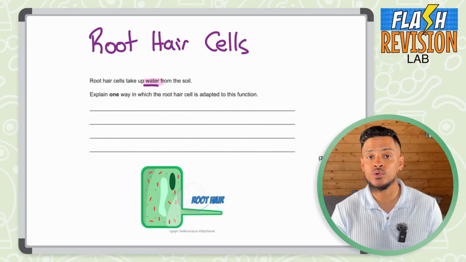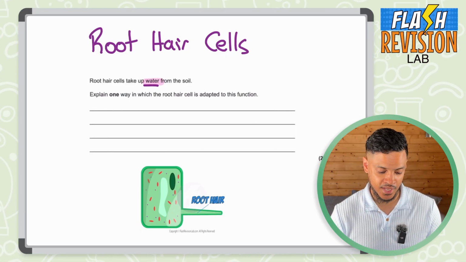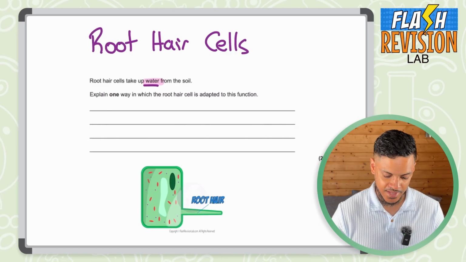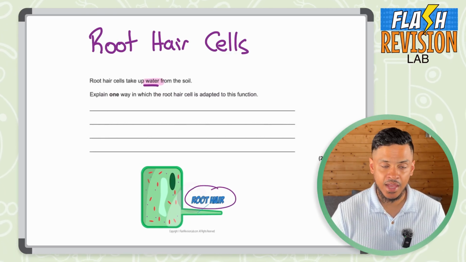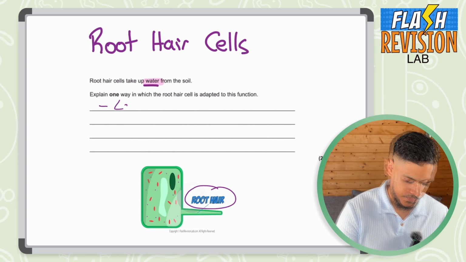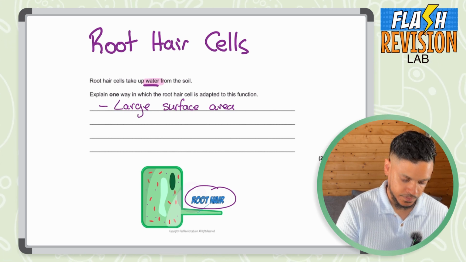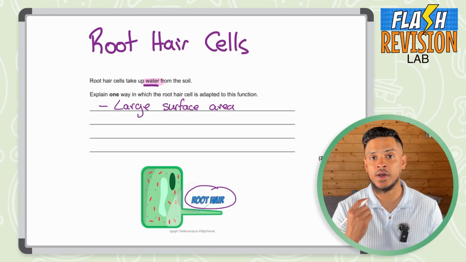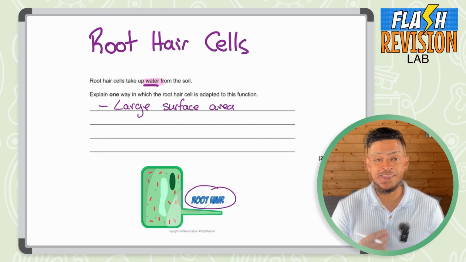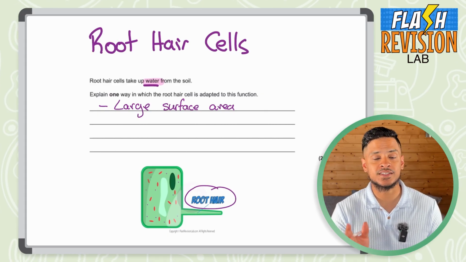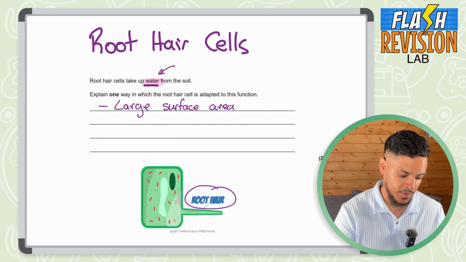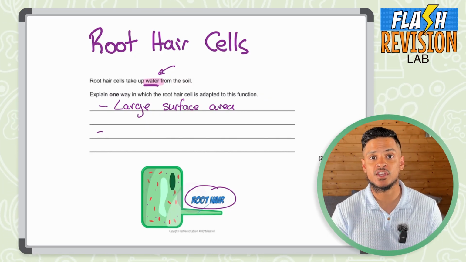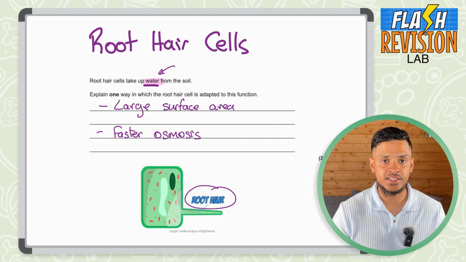So the question is specifically talking about water. Root hair cells also take up mineral ions, but because they mention water here, we have to talk about the water in our answer. So the main thing to note from root hair cells is that they have these hairs that stick out, and that increases the surface area. So it has a large surface area. But this is a 2-mark question and it says explain. So why does it have a large surface area? Remember, it's talking about water here, so we need to talk about osmosis. Yes, it does also take up ions through active transport, but the question is specifically talking about water here. So the large surface area makes osmosis occur faster. And that's how you get 2 marks.